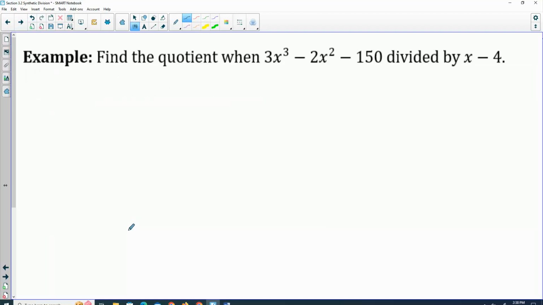So you have seen this before. Let's see if we remember it. So remember, you set it up, and in synthetic, we basically drop out all the x's. So out in this box, we have to put the 0. What would make x minus 4 equal 0? 4. So I put a 4 here. And then I'm going to put my coefficients. So we have a 3. We have a negative 2x squared. Do I have an x to the first? No. So what do I put for that? 0. Minus 150. You have to account for every power of x. So we go 3, 2, 1, 0.